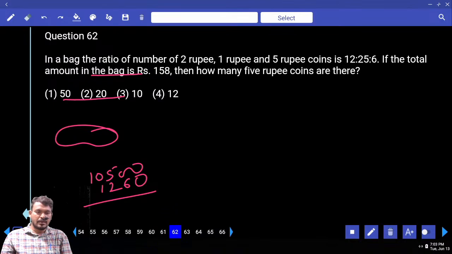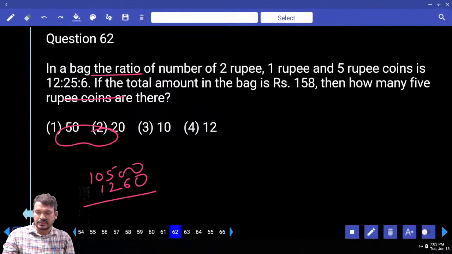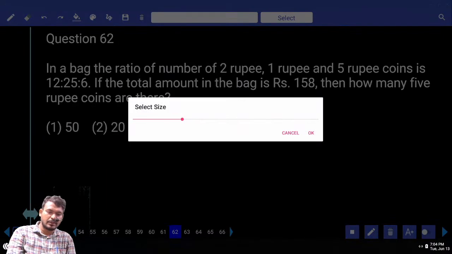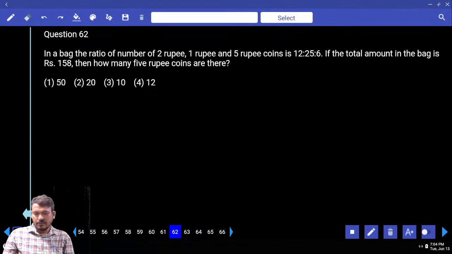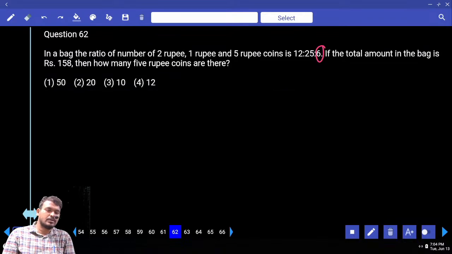In a bag, the numbers of 2 rupee, 1 rupee and 5 rupee coins are in the ratio 12:25:6. If the total amount in the bag is 158, how many 5 rupee coins are there? 5 rupee coins are how many parts? 6 parts. The answer must be a multiple of 6, 100. How many options? Only one, 100.